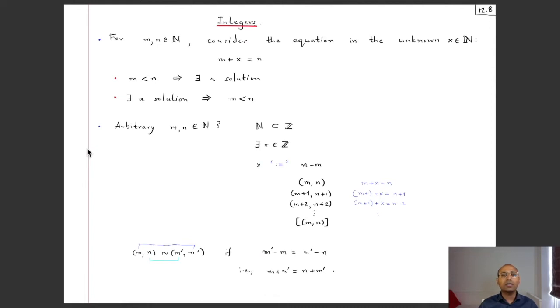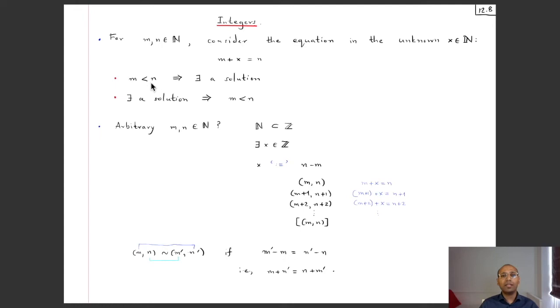So that concludes our discussion of the natural numbers, and now we will start our discussion of the integers. Before we give the definition of the set of integers and the construction from the natural numbers, let us give some motivational remarks about why this set of integers is required. So let us suppose that m and n are natural numbers, and let's consider the equation m plus x is equal to n in the unknown x, which should be a natural number.